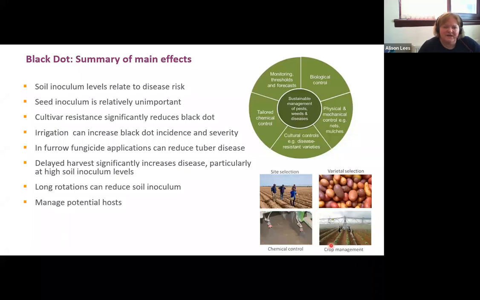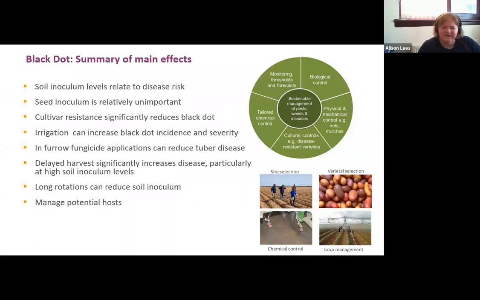And if we look at this IPM wheel here, well, I've talked about monitoring and thresholds. Chemical control is a possibility, as is cultural control through the use of host resistance or agronomic measures such as rotation or weed control. Biological control is less well established for the blemish diseases and actually many diseases of potato in general, although there is some research in that area in terms of in-store control of blemish diseases.